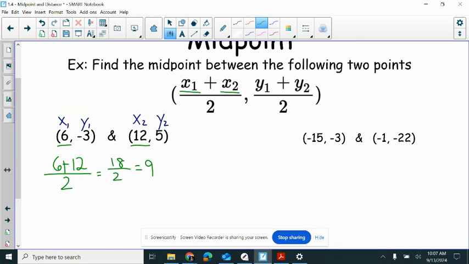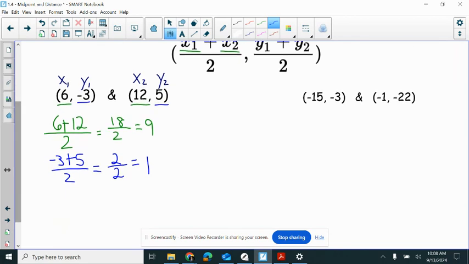Then you do the same thing for the y's. My y values are -3 and 5. You're adding those 2 numbers together, -3 plus 5 divided by 2. So you add first, -3 plus 5 is 2. 2 divided by 2 equals 1. So once you come up with both numbers, you actually have to write your answer as an ordered pair. So the answer is actually (9, 1) in parentheses. That's the answer. That would be the middle point between those 2 points.